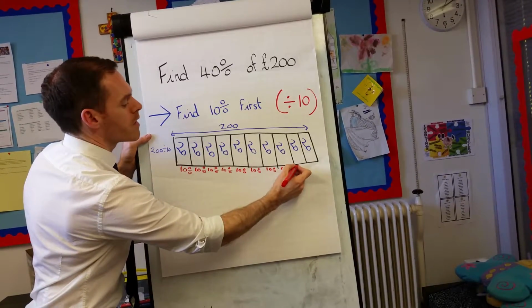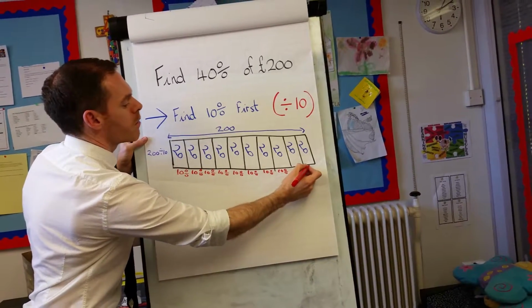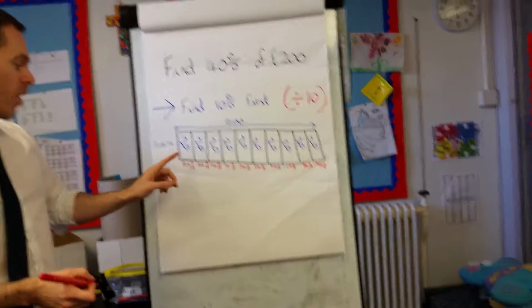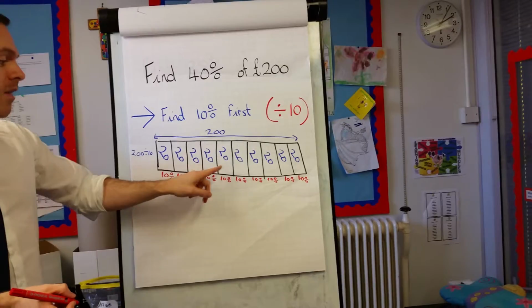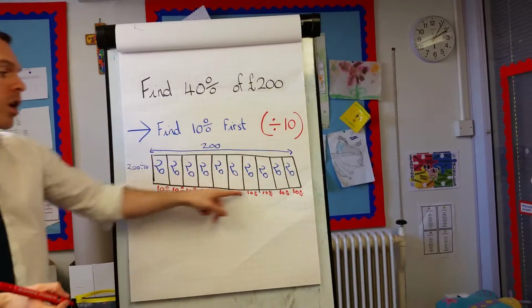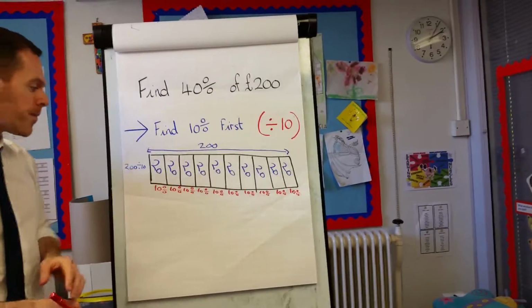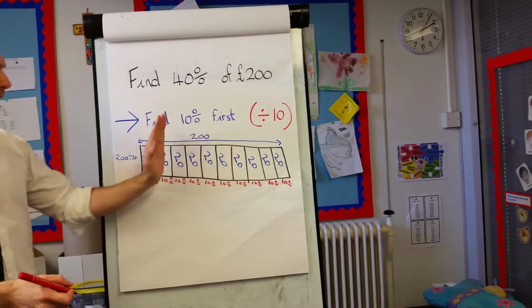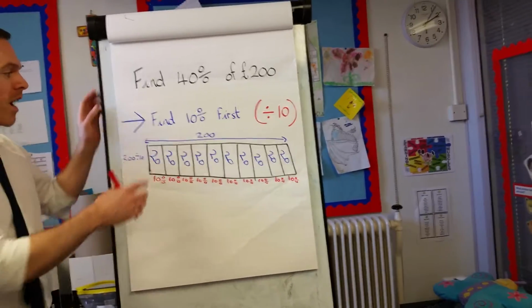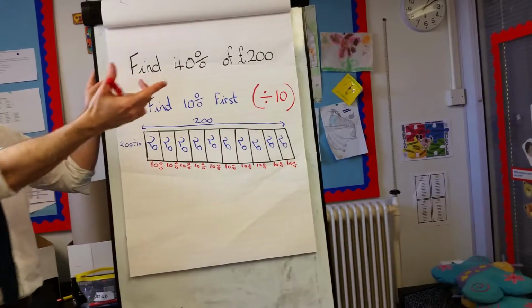You can see why we wouldn't do this every time, because it would take a very long time. But just so we really understand it, I'm going to do it this time. So we've got 10%, 20%, 30%, 40%, 50%, 60%, 70%, 80%, 90%, and the whole 100%, which is £200. So now that I've divided them into equal sections and found 10%, it's really easy for me to find 40%.